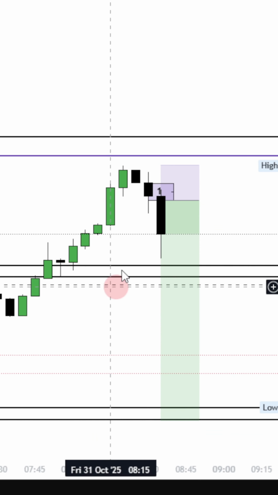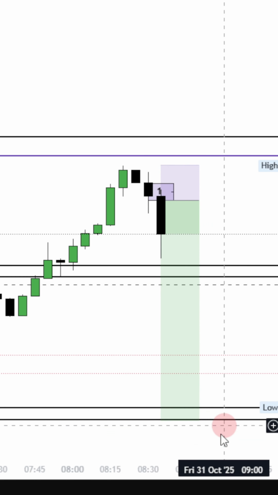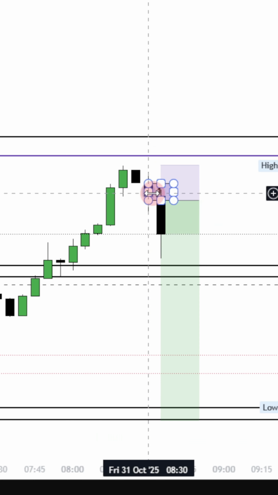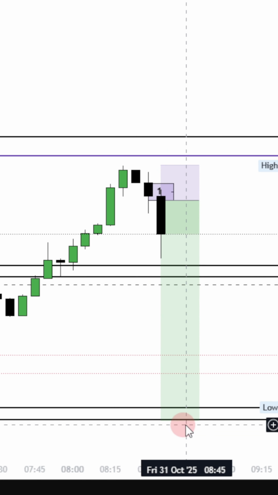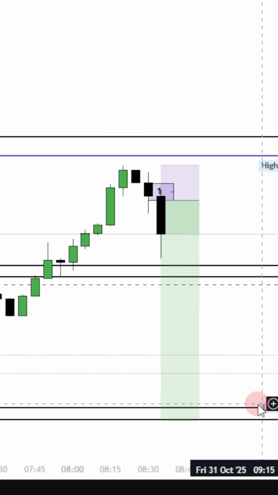You always want to have your target as the next sell side liquidity area, because this is the buy side liquidity, and you want your target at the next sell side liquidity, and that's right below the Asian range and London range.